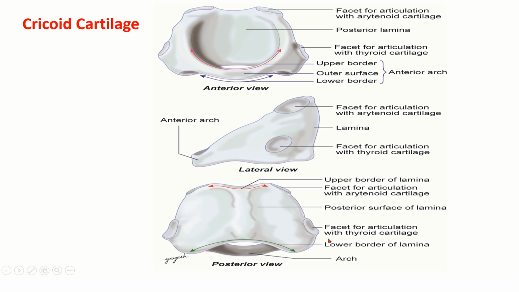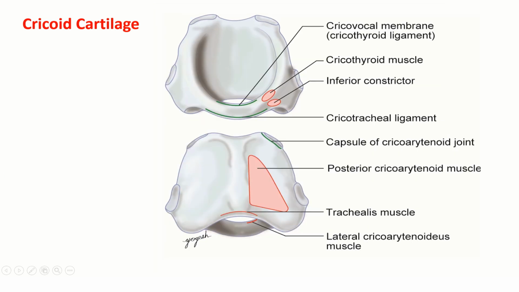You can see the upper border of the lamina and the lower border of the lamina. You can see the attachment of cricothyroid muscle to the anterior arch. You can also see the cricopharyngeus part of the inferior constrictor muscle attachment here. You can see the attachment of cricovocal membrane or cricothyroid ligament, and also the cricotracheal ligament attachment. On the posterior surface, you can see the attachment of posterior cricoarytenoid muscle and the trachealis muscle. Here you can see the attachment of lateral cricoarytenoid muscle to the arch.